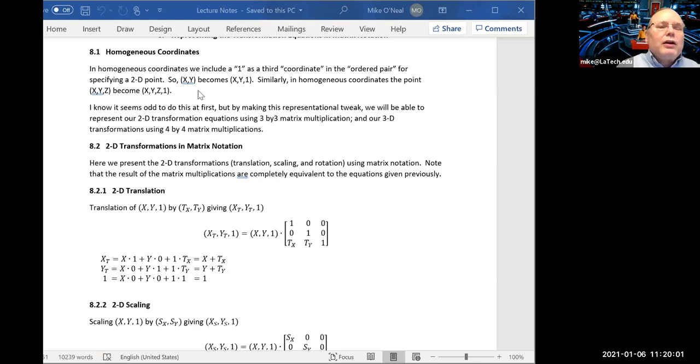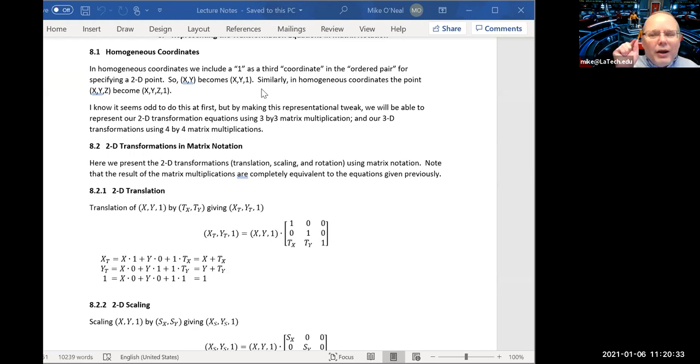Now, you might say, why are you adding this 1, Mike? That just seems dumb. Well, I refer to this as a representational tweak. It's not going to change anything. You'll have a 1 at the end and you'll just ignore the 1 when you plot things, right? Okay, if you want to add a 1 at the end of everything and just ignore it, great.